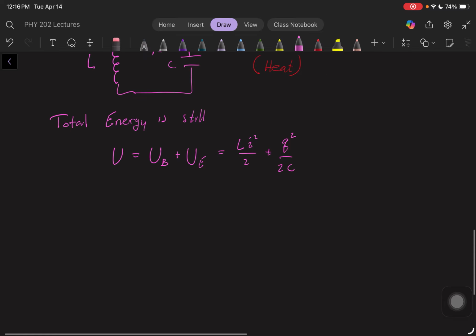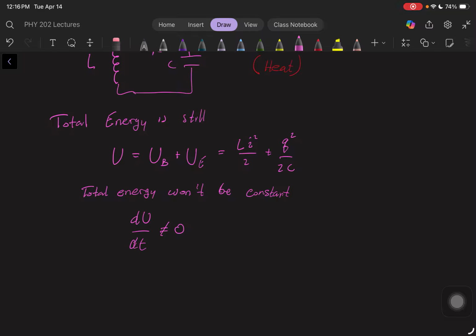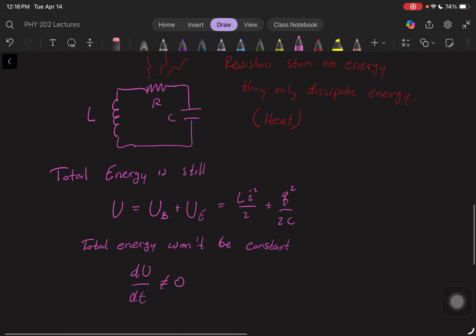Right, and what we did before was we said the total energy is a constant, so the derivative has to be 0. But now, total energy won't be constant, right? And so we're going to have dU/dt not equal to 0. And so we have to think, what is it going to be equal to? What is the change in energy going to be through this system we have here?